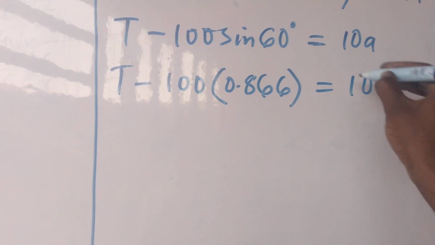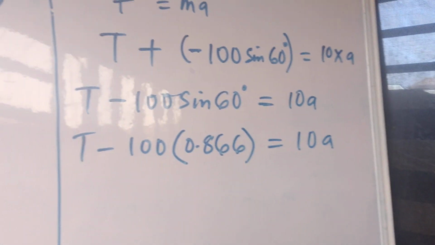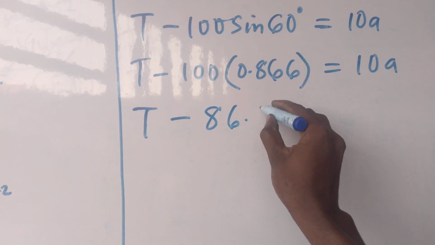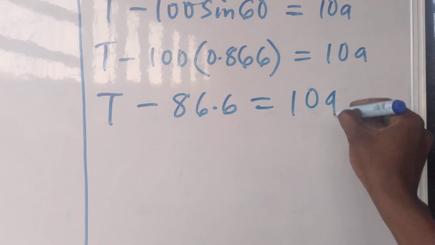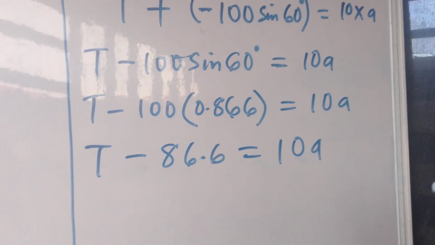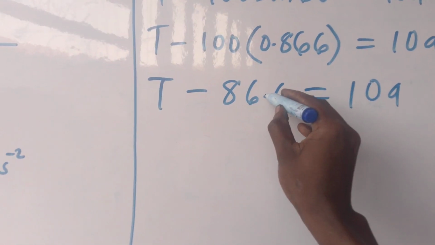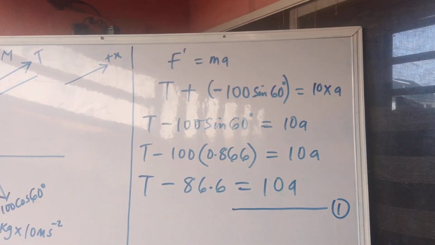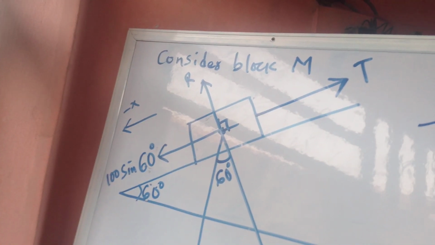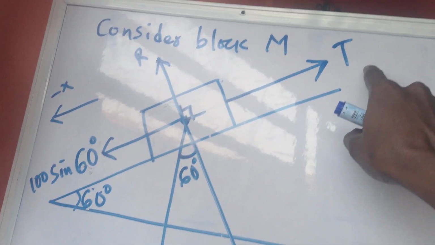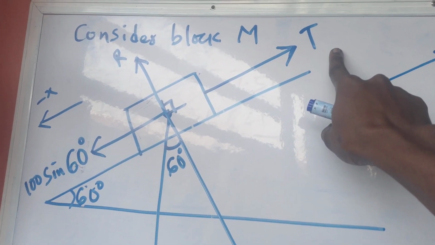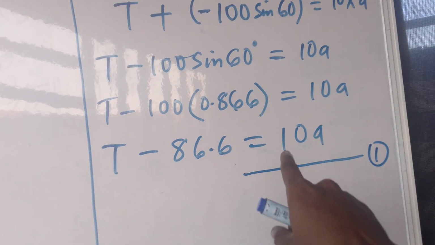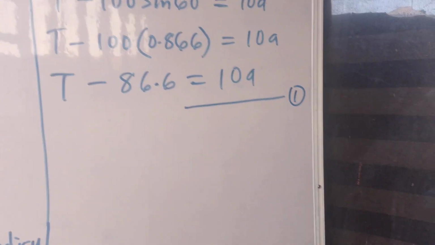Equals 10A. If I multiply it now, I'll have T minus 86.6 equals 10A. Alright, so this is T minus 86.6 equals 10A, which I can call equation 1. This tension force going like this is positive T, and this one coming like this is negative, minus 100 sine 60. Finally, I have T minus 86.6 equals 10A.